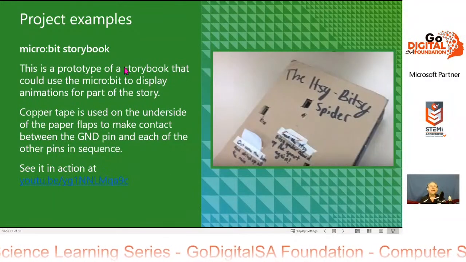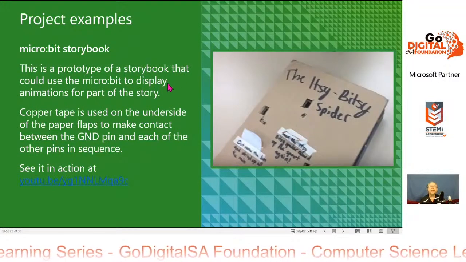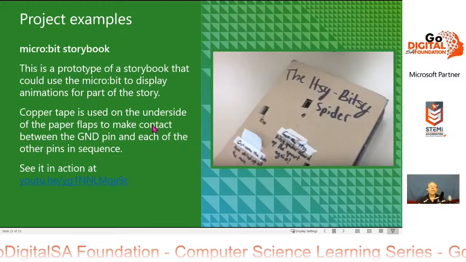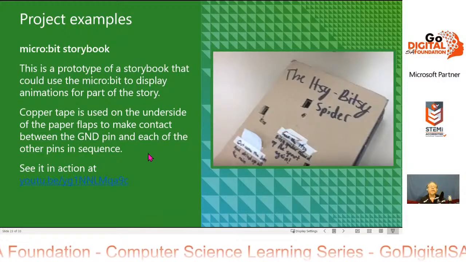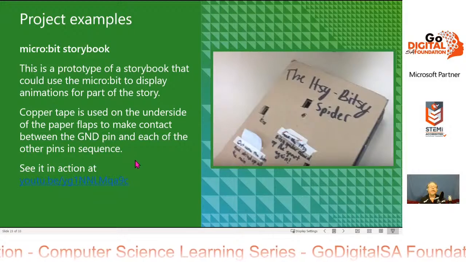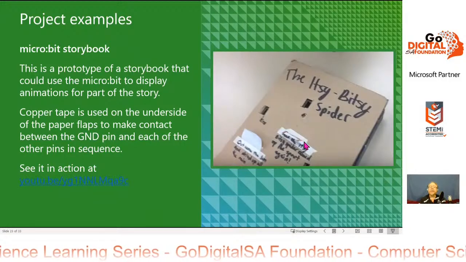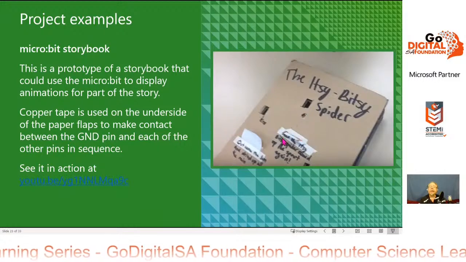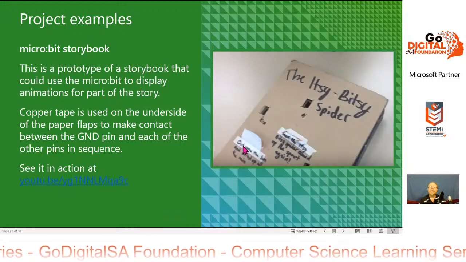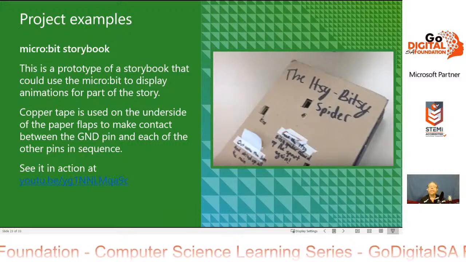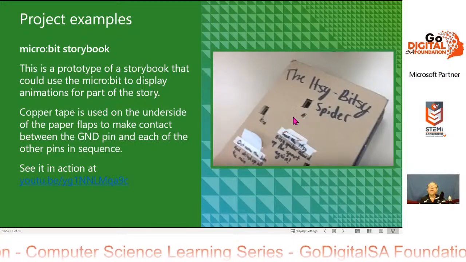A storybook is the prototype of a storybook that could use the microbit to display animations for part of the story. The copper tape is used on the underside of the paper flaps to make contact between the ground pin and each of the other pins in sequence. Okay, so here we've made a story, and you can touch these buttons which will make contact to the pins P0, P1, and P2, and that can display something on the microbit.